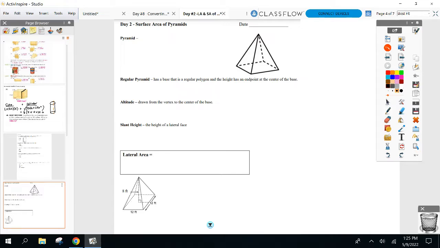Prism down. Cylinder down. Pyramid. What is the biggest difference between the pyramid and the cylinder prism? How many bases on a pyramid? One, that's it. Okay, only one. Not two anymore, just one.